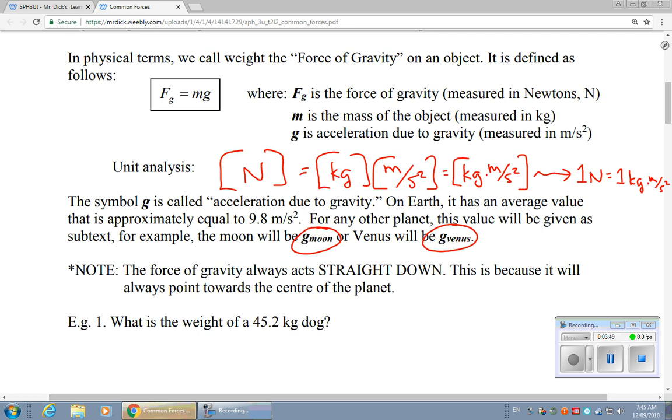We also just need to remember that gravity always acts straight down. And that's because it's always trying to pull you towards the center of the planet. So regardless of where you are on the surface of that spherical planet, or roughly spherical planet, it's always trying to pull you straight down towards the center.